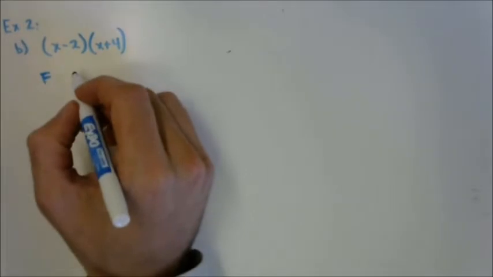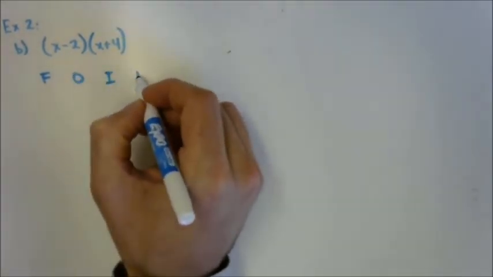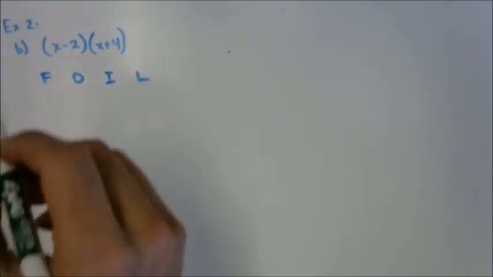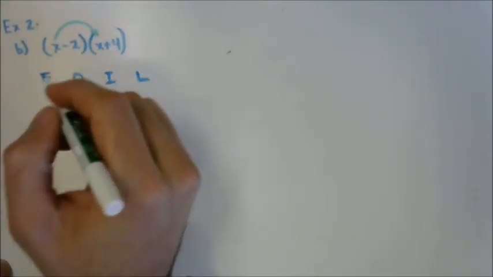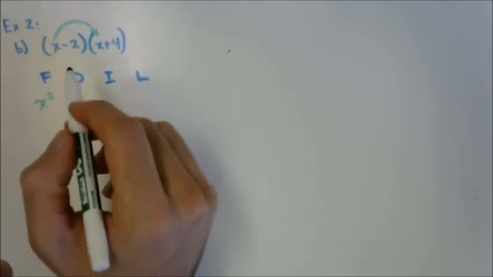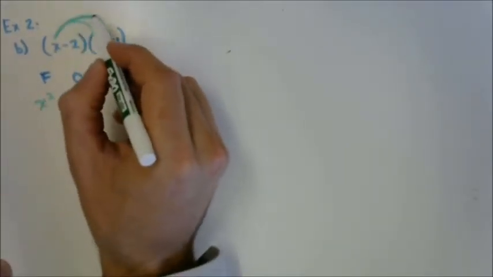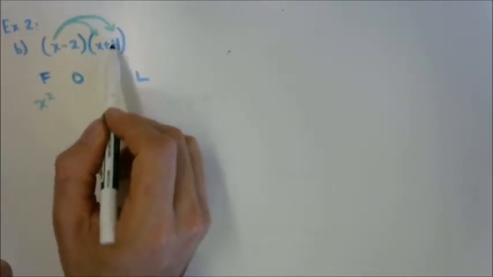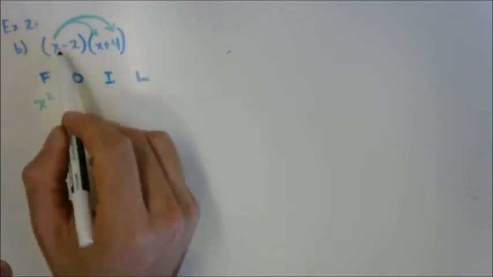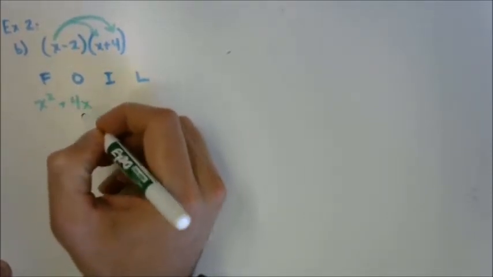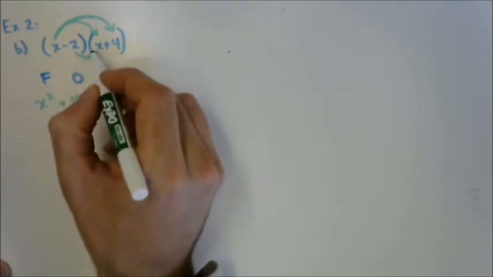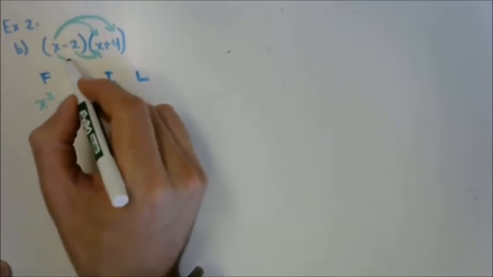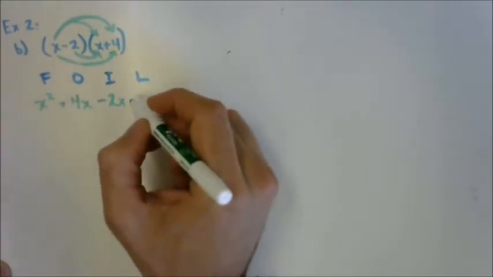Sometimes if I'm just getting used to doing it, I will write FOIL so that I make sure I account for all of the terms that I need. First times first means x times x, which is x squared. Outside times outside. You can see by those arrows that this x has now been multiplied by both of the terms in the second bracket. So x times 4 is 4x. Now we have inside times inside. That's negative 2x. And last times last.